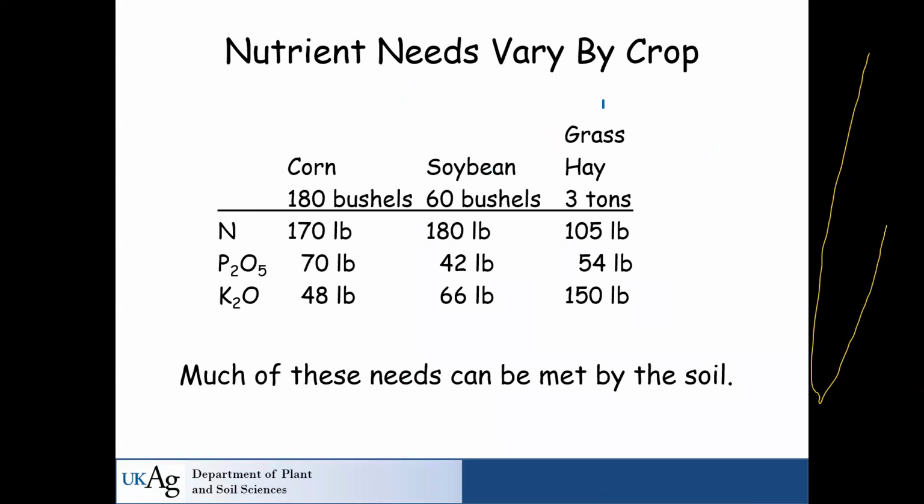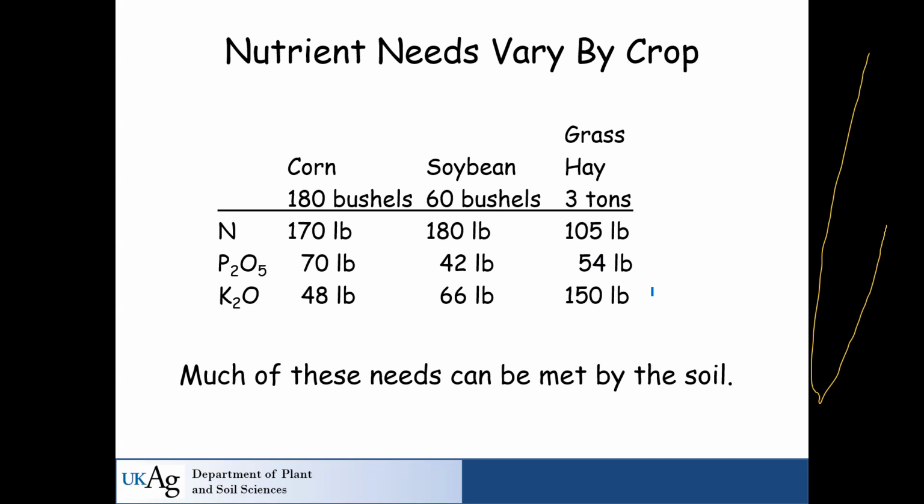Nutrient needs do vary by crop. This is the total uptake needed to produce a crop. Corn, it's about 170 pounds of N removed when we have 180 bushel corn. With 60 bushel beans, it's 180 pounds here. And with grass hay, we remove about 105 pounds of N. Corn is a pretty heavy phosphate user. Soybeans are not bad, but grass hay, a 3-ton, which is a modest hay yield, will remove 54 pounds of P2O5. The real difference between a hay crop and the grain crops is in potash.